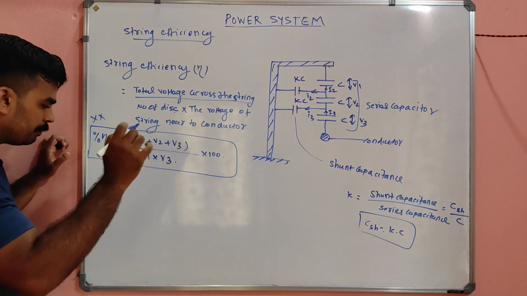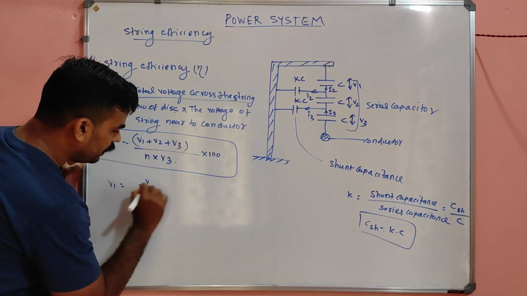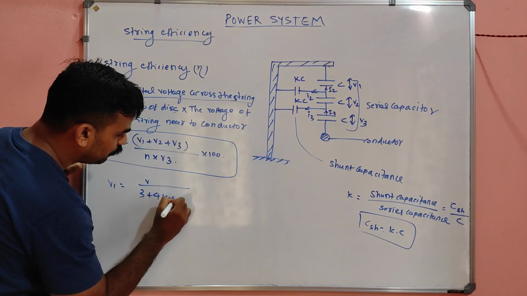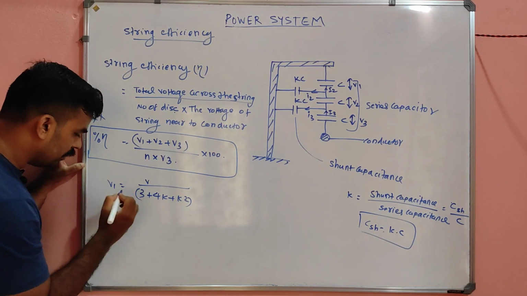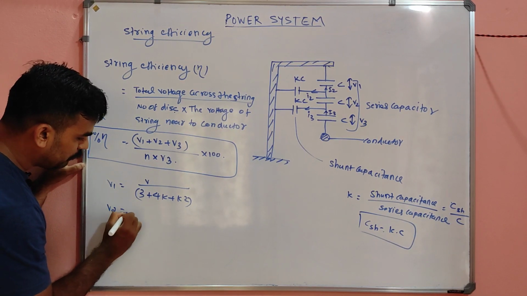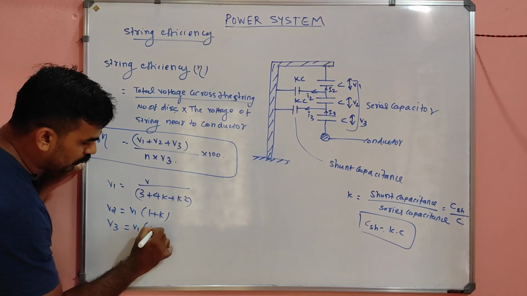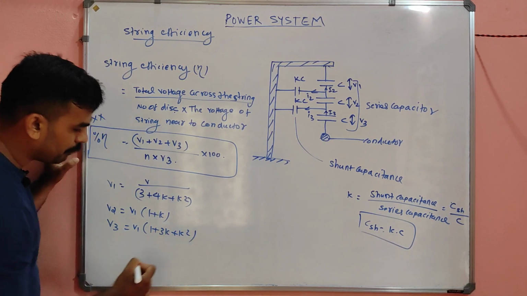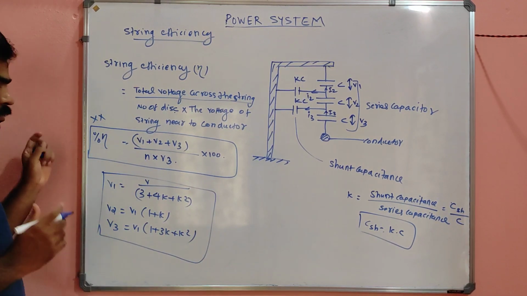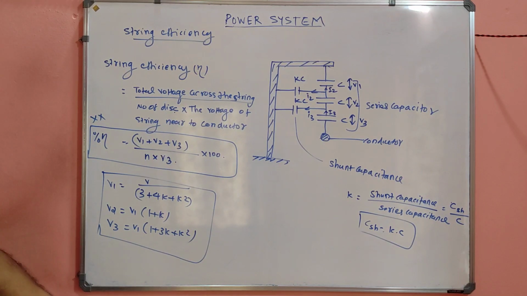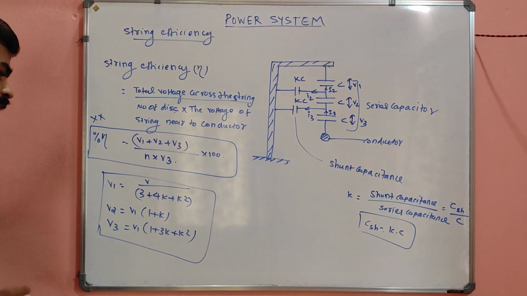Okay, so V1 will be equal to V divided by 3 plus 4K plus K square. Equation number 1. And if you have V1, V2 equals V1 into 1 plus K, and V3 equals V1 into 1 plus 3K plus K square. These are the very important relations you have to mug up. It is very helpful for solving problems, my dear.